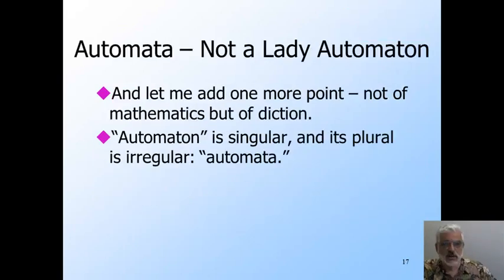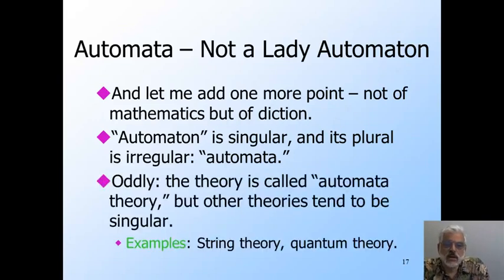Okay, and here's a bonus answer. Few people actually use automaton and automata correctly. Let's learn to be pedants and use them right. Automaton is a singular noun and its plural, a regular plural because of its Greek origin, is automata, one automaton, 2 automata. But it gets worse.